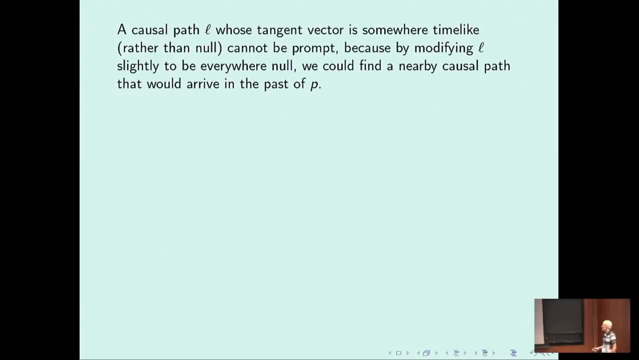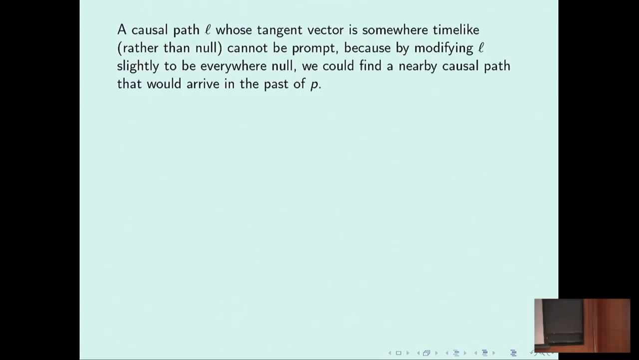So a causal path L whose tangent vector is somewhere time-like rather than null can't be prompt, because by modifying L to be everywhere null, you'd find a nearby causal path that would arrive in the past of P. Sorry, the reason I emphasize nearby is the same as in the answer to a previous question. When we are studying a geodesic and we want to decide if it's prompt, there are some local conditions that we can study just using the geometry near that path. Those are easier to discuss because we at least know about the geometry near that path. There may also be global conditions.